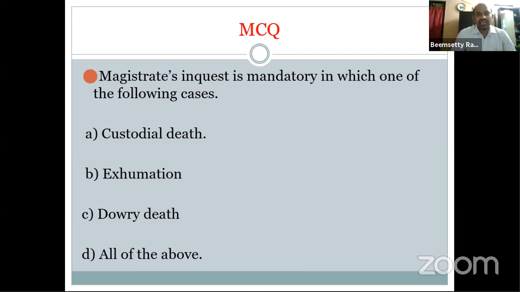Next, magistrate inquest is mandatory in which of the following cases? Already told the indications for magistrate inquest. Just have a quick look at the options. A, custodial death. B, exhumation. C, dowry death. D, all of the above. So, in all these cases, magistrate inquest is mandatory. So, D is the option.